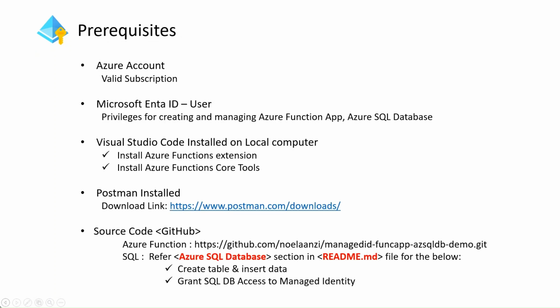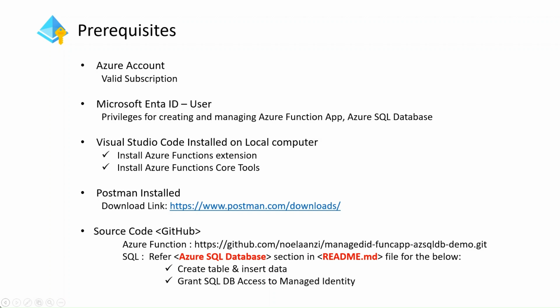Next, prerequisites. For this tutorial, you need to have the below setup completed beforehand. Also, I have given the links in the description for the required setup. First, you need to have an Azure account and you can create a free account. Next, Visual Studio Code. First, install the VS Code and then install Azure Functions core tools and Azure Functions extension from VS Code. This has to be done in your local machine.